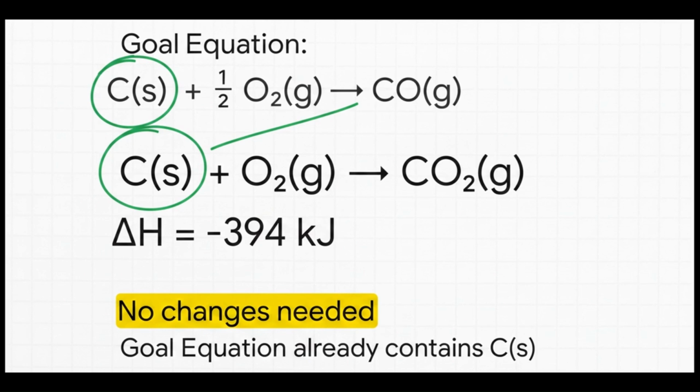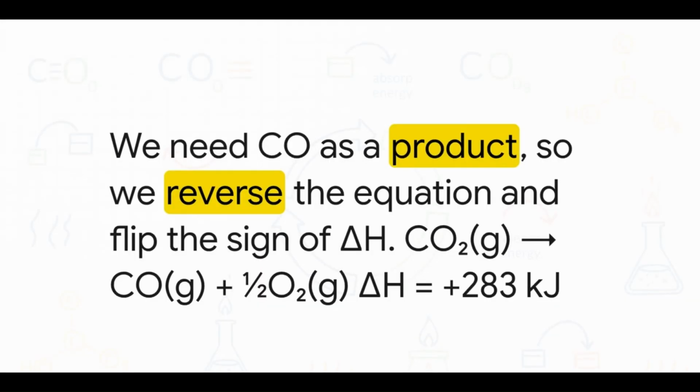So let's look at equation 1. It's already got 1 mole of solid carbon on the left-hand side, the reactant side, just like our goal. Perfect. We'll leave that one exactly as it is. Now, what about equation 2? Well, in our goal, we need carbon monoxide as a product on the right side. But right now, it's a reactant. So what do we do? We just flip the entire equation around.